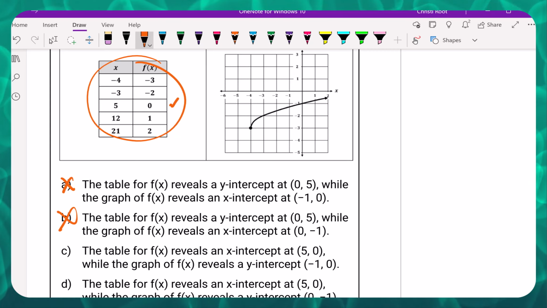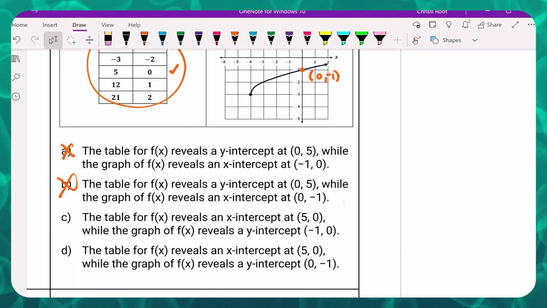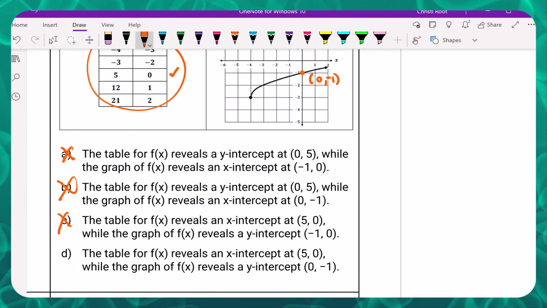Yes, this is an x-intercept, so it could definitely be C or D, while the graph reveals a y-intercept. Now, the y-intercept on the graph is right here, and it's going to have a coordinate of 0, -1. And it looks like C is in the wrong order, so it has to be D. So just read it and double check.